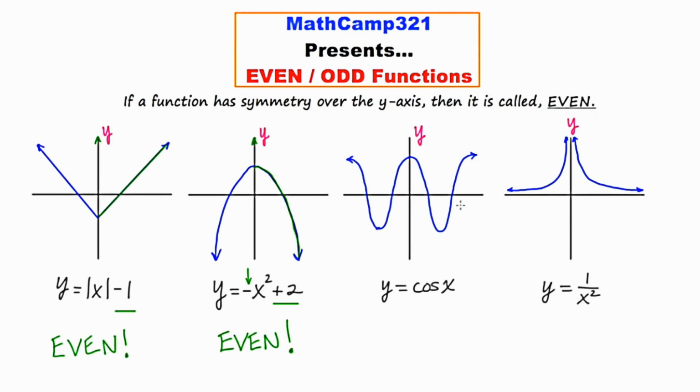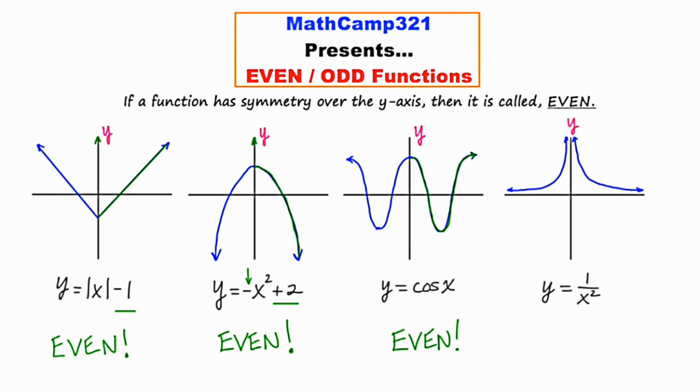So I'm going to take one side, the side to the right of the y-axis, and I'm going to color it in. And what I'd like you to do is imagine if I were to fold that green portion over the y-axis, would it look like the side that's on the left? And the answer is yes. Cosine x is an even function. It does have y-axis symmetry.